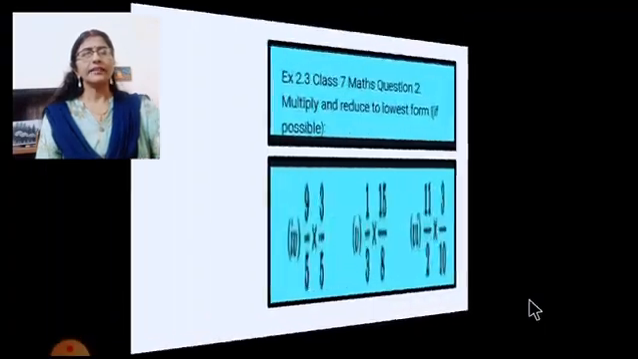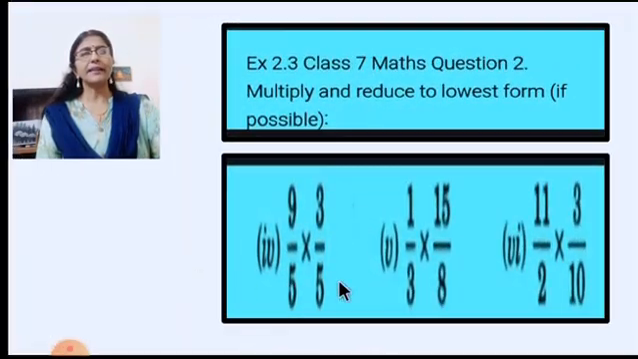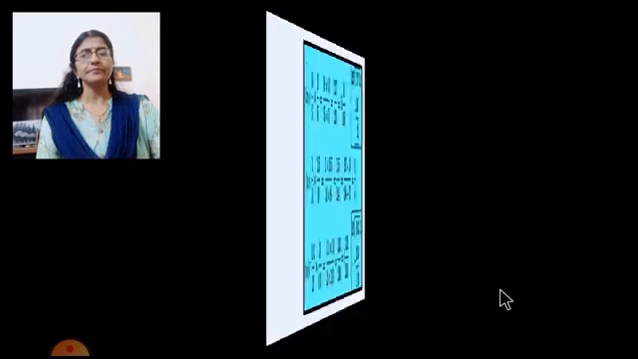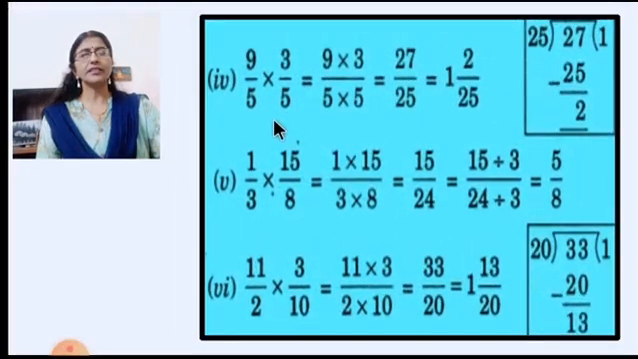Now let us go to the next question. Again there is multiplication. You have to multiply this and reduce to the lowest form. Let us see how to do it. See here the question is written 9/5 into 3/5. Here you can see when we are multiplying, denominator is multiplied together and numerator is multiplied together. So 9 3s are 27, 5 5s are 25.